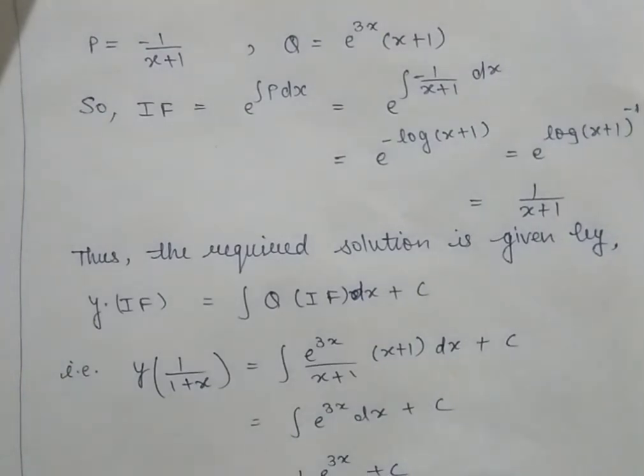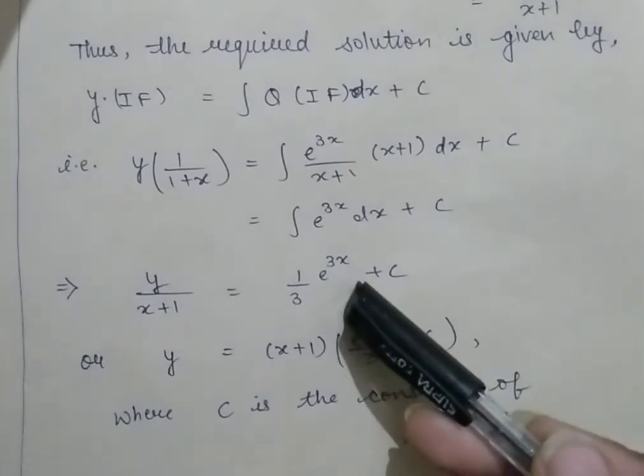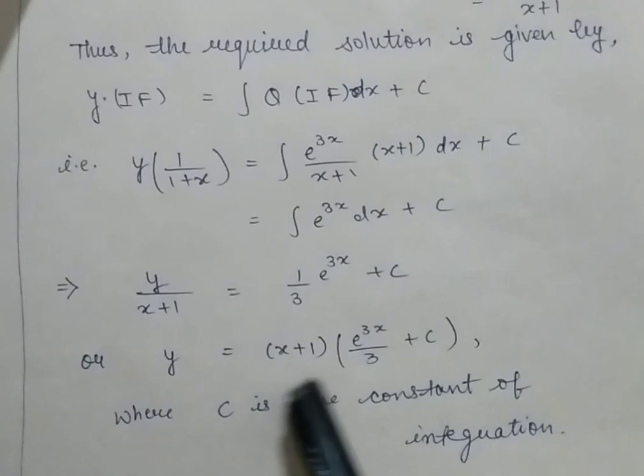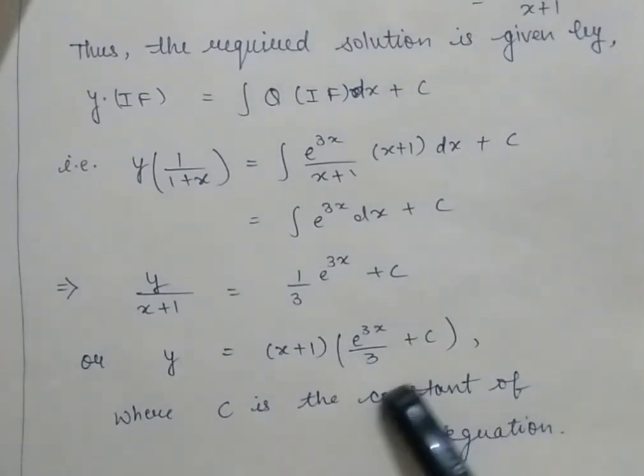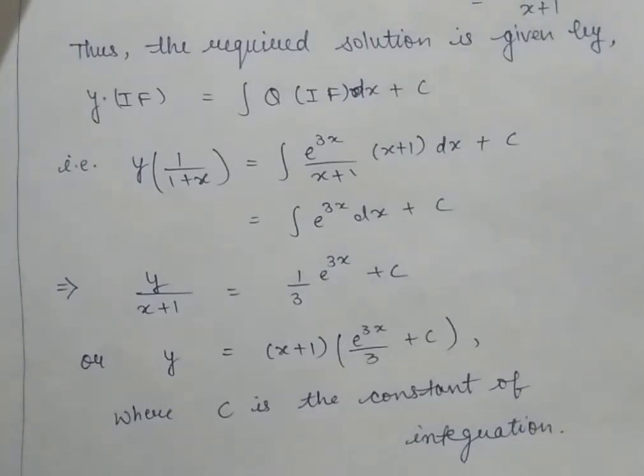If I integrate, then this is 1 by 3 e raised to the power 3x plus c, or y equal to x plus 1 e raised to the power 3x by 3 plus c. We will take x plus 1 on the right hand side, where c is the constant of integration. So this is the general solution of the differential equation. Now we will see one more example to get more idea of linear differential equations.